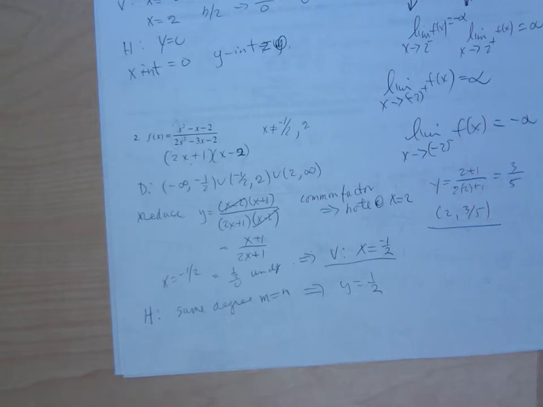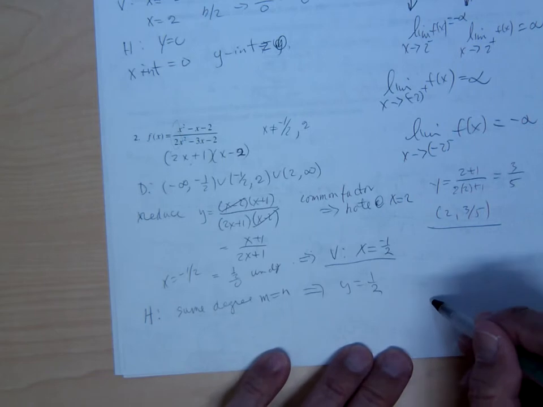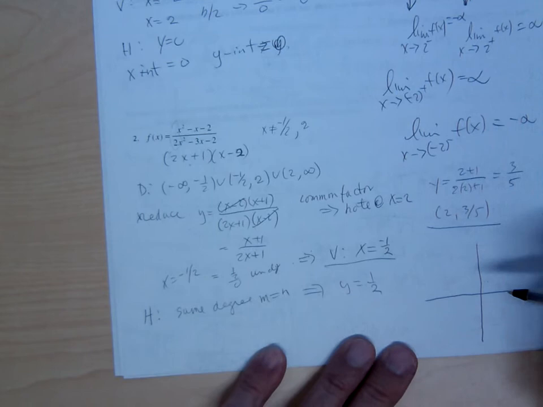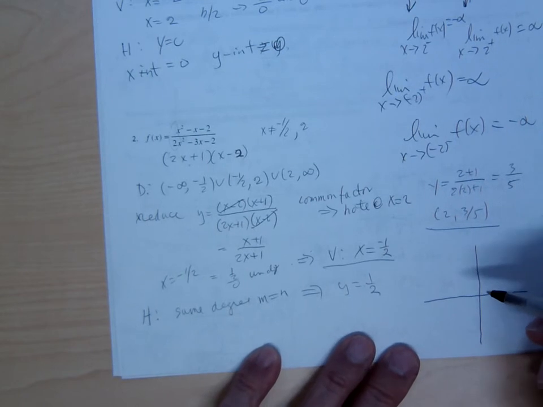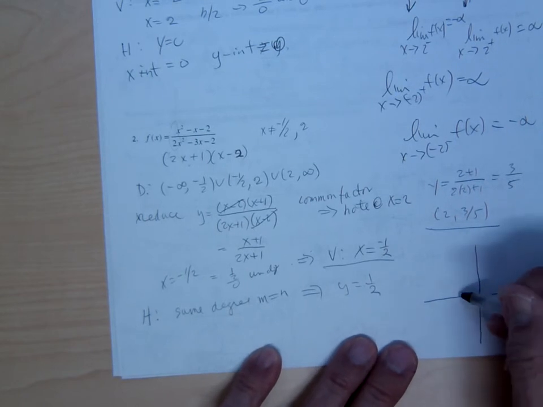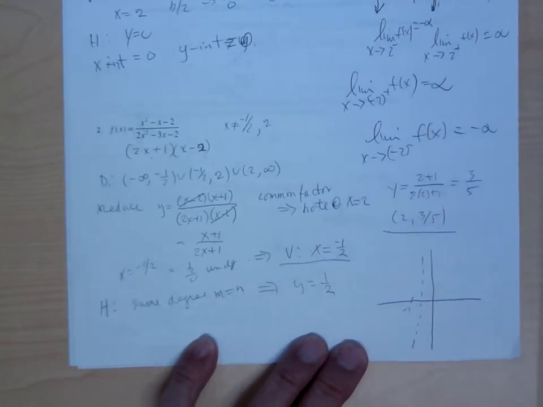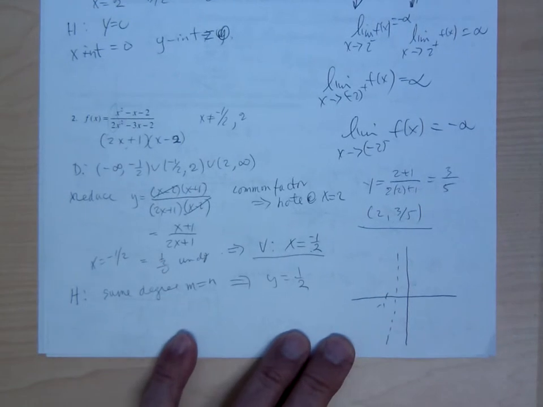So let's look at the graph. Right, you have vertical, x equals negative 1/2. So there you go. This is negative 1, and you're going to have negative 1/2. Oops, I'm moving over there. All right?